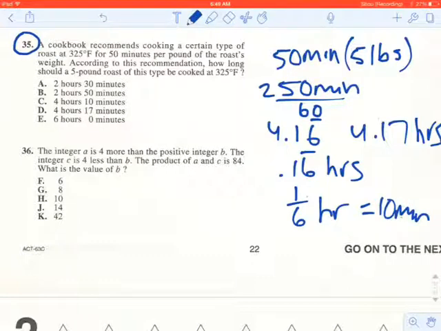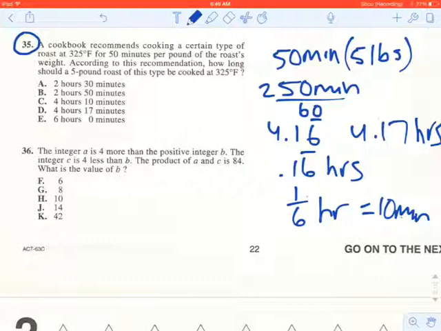So the trick here is being careful of units, right? You find out that it's 4.17 hours. That doesn't mean it's 4 hours and 17 minutes because there are not 100 minutes in an hour. There are 60. So converting these units is a little bit tricky.